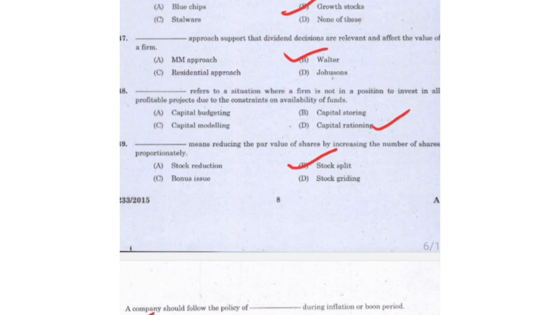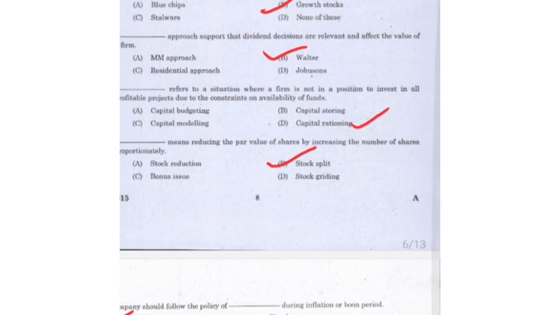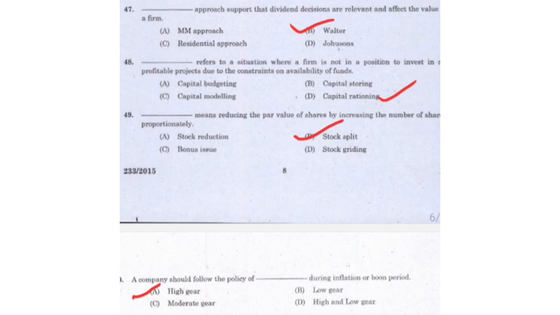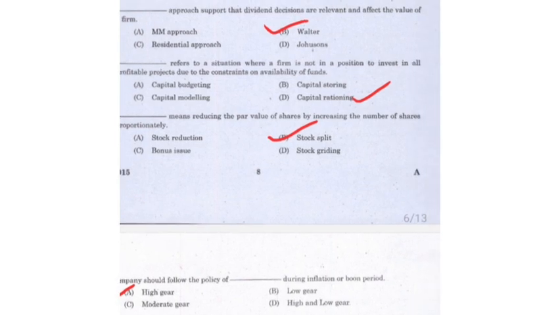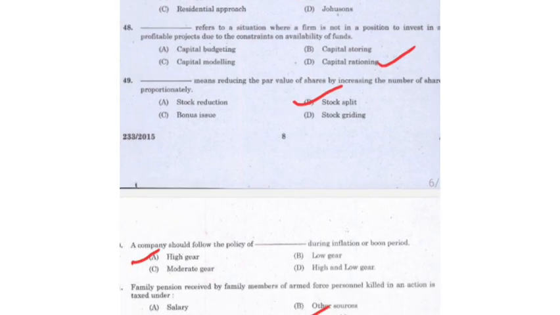And dash means reducing the par value of shares by increasing the number of shares proportionately. Stock reduction, stock splits, bonus issuance, stock gridding. And here the answer is stock split, which means reducing the par value of shares but at the same time increasing the number of shares proportionately.